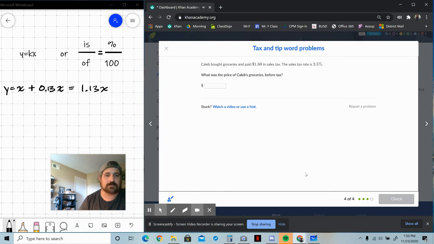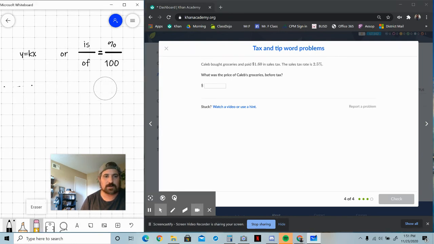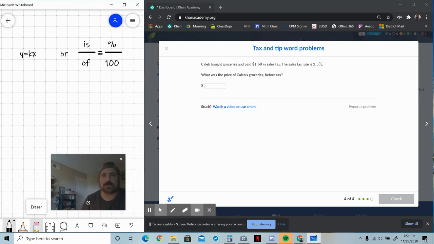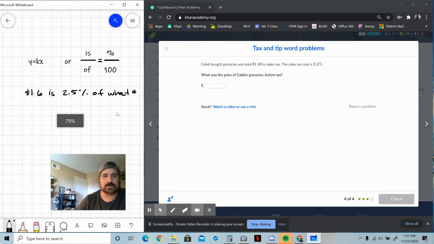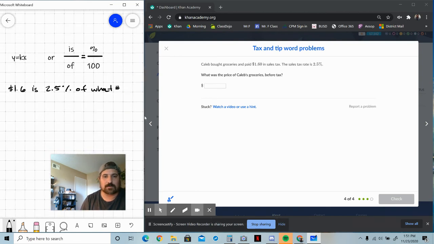All right, and then the next one we got is, where's that over? Caleb bought groceries and paid $1.60 in sales tax. The sales tax rate is 2.5%. What was the price of Caleb's groceries before tax? So this is one of those questions that would look like this. Caleb bought groceries and paid 1.6 in sales tax. So it would be 1.6 is 2.5% of what number? And that's what we don't know. So this is the question you'd be facing. $1.6 is 2.5% of what number?